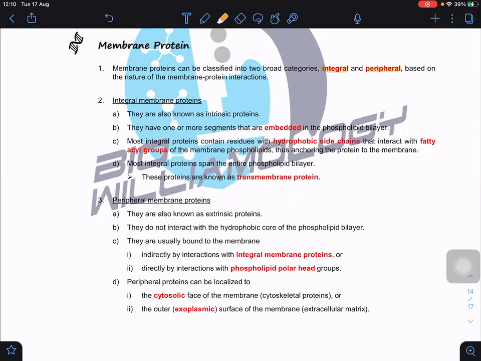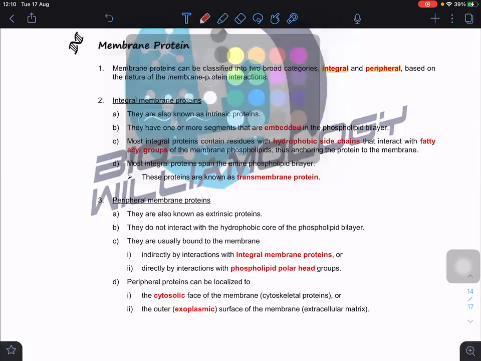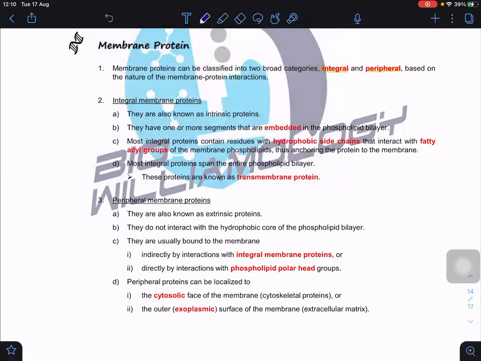Okay, so what does this mean? Now let us look at this. This is the phospholipid molecule. If I have this membrane protein, let's say a transmembrane protein, it means that part of it is embedded. You can see that part of it is embedded, and this is a phospholipid molecule. So this kind of protein is known as the integral protein, also sometimes known as intrinsic protein.